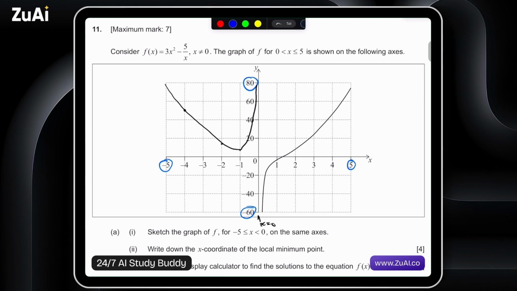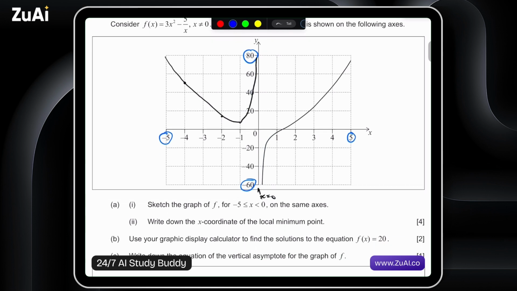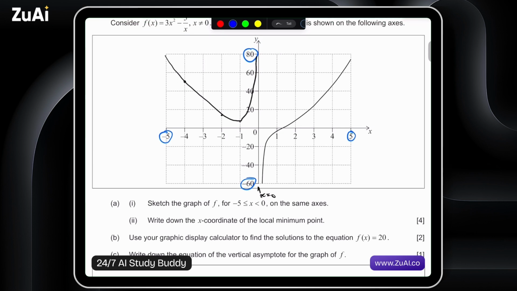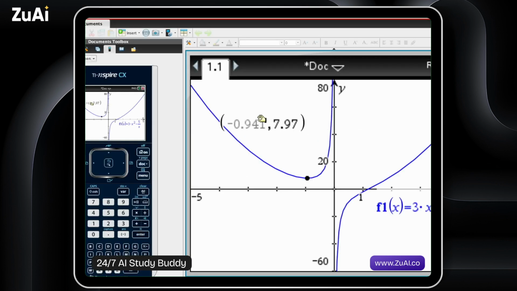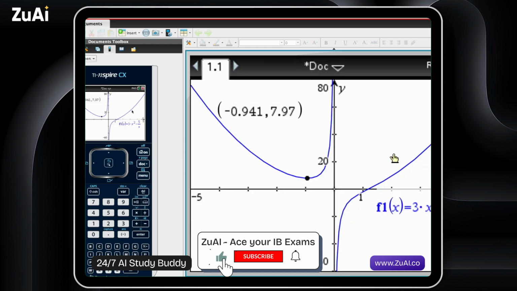So where do we approach infinity? As we go up to positive infinity or down to negative infinity, this vertical asymptote, remember, happens when x is equal to 0. Okay. Sketch the graph of f on negative 5 to 0. Good. Write down the x coordinate of the local minimum. That would be this point right here. And going back to the calculator, we had found it already, through menu, analyze graph, minimum, and there it was, once again, 0.941.